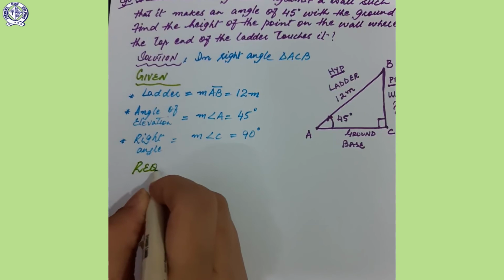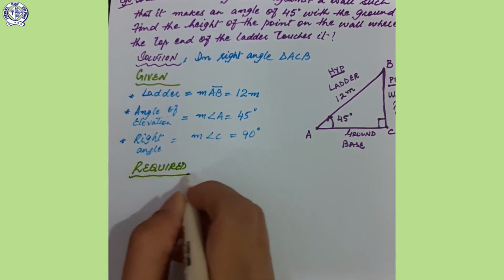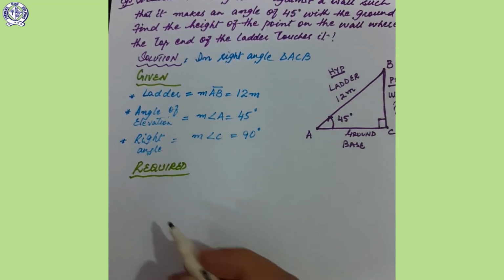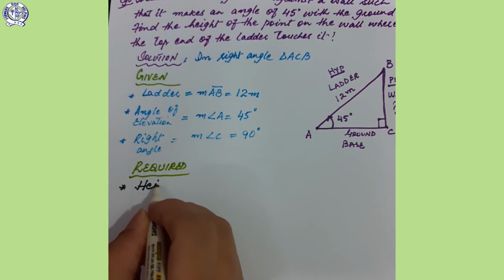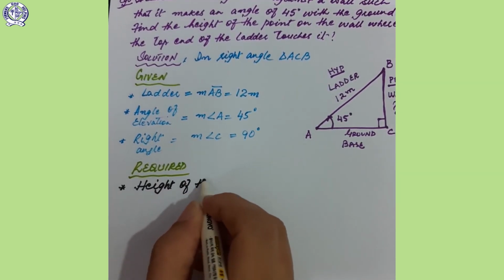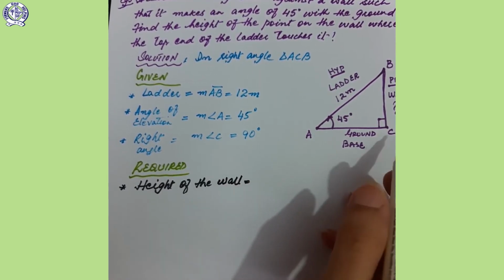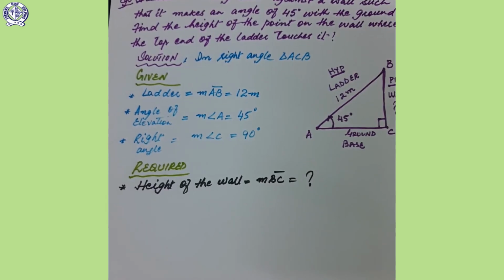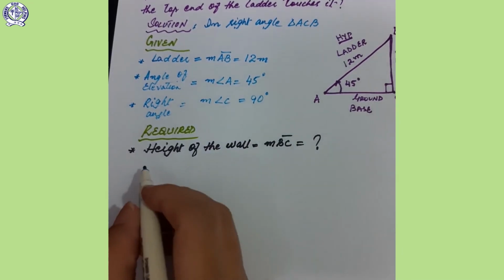Required is the height of the wall. Okay, so height of the wall is required. We will write the height of the wall. So height of the wall is side BC. This is unknown. Okay, now apply the suitable formula. What you think, which formula is suitable, in which perpendicular and hypotenuse are given. So in sine formula, sine theta is perpendicular upon hypotenuse, so we will apply sine formula. Let's apply the formula now.